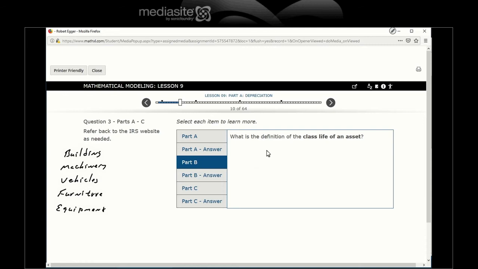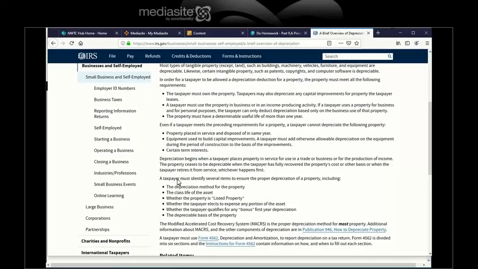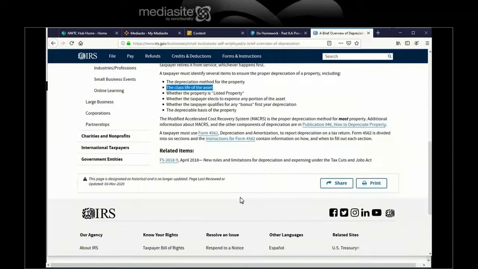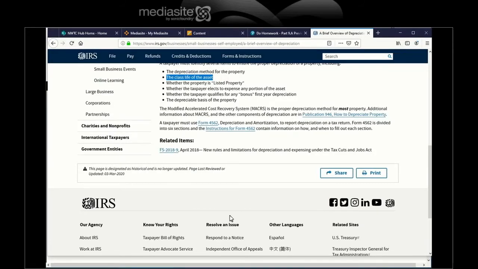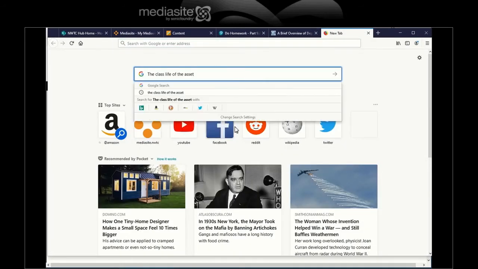Part B, what is the definition of the class life of an asset? So, what is the definition of the class life of an asset? Well, let's go back to the publication. And scroll down and we see, oh, here we go. A taxpayer must identify several items to ensure proper depreciation, including class life of the asset. And it says nothing more than that. So let's go do some more searching. So I'm just going to do a copy, paste.